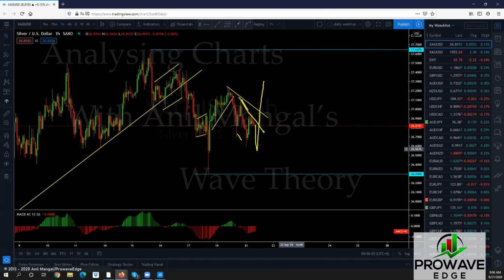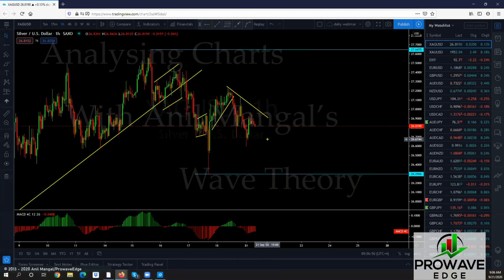Can we buy it if that's the case? If this is a running flat here, can we buy this to the upside? Absolutely. We wait for an impulse, we wait for a flag, and then we take the trade. So what would be the sell setup? If it's going to go much lower, wait for it to drop, make a flag, and then we sell. We don't have a flag anywhere.